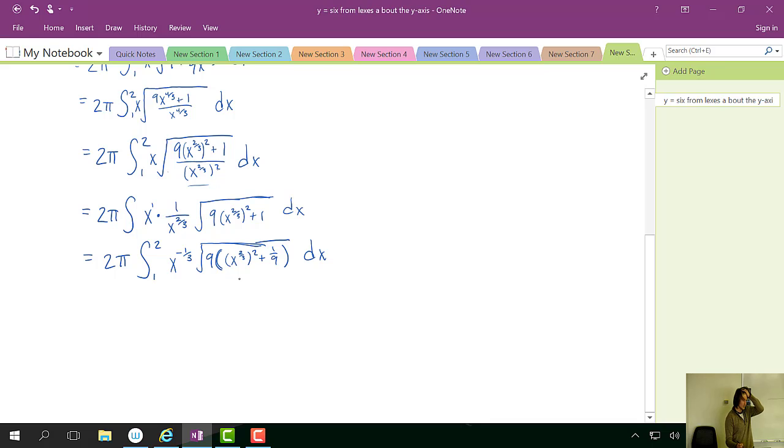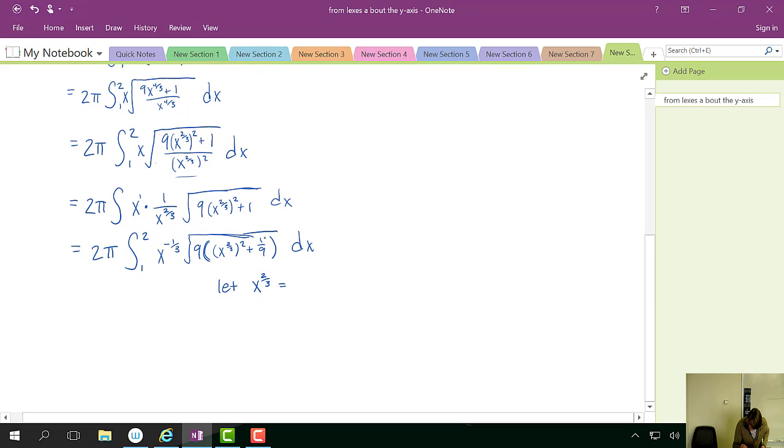Right, this is some variable squared plus some other number. So I can say let x to the 2/3 equal, in this case, because that's 1/9, this will be 1/3 secant theta. So now we do the derivatives. What's the derivative of x to the 2/3? 2/3 x to the negative 1/3. Right. dx becomes, what's the derivative of secant? Right, 1/3.